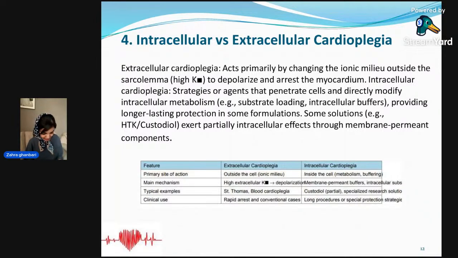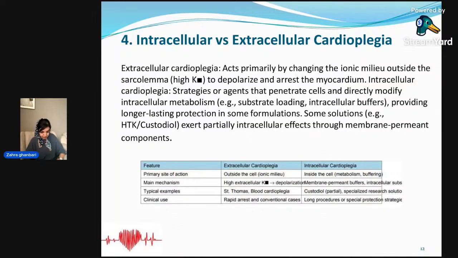Yes, in this slide, we want to talk about intracellular and extracellular cardioplegia. Cardioplegia is not just stopping the heart. It's about protecting the cells at the metabolic level. When we use extracellular cardioplegia, like St. Thomas or blood cardioplegia, it works primarily outside of the cell.